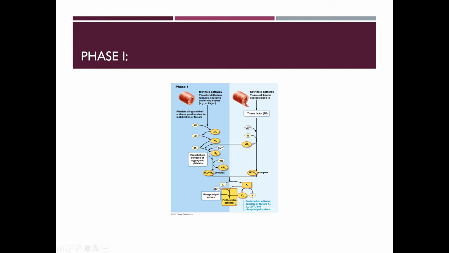Now, if we go over here to the extrinsic pathway, we can see tissue trauma exposes the blood to the tissue factor, because the damaged cells will release tissue factor, which speeds up this process. We get to factor 7, which with tissue factor will then catalyze the conversion of factor 10, with calcium, into the production of prothrombin activator. So if I'm bleeding out, then I want to do this extrinsic pathway. If I'm not, then I'm going to go this way.